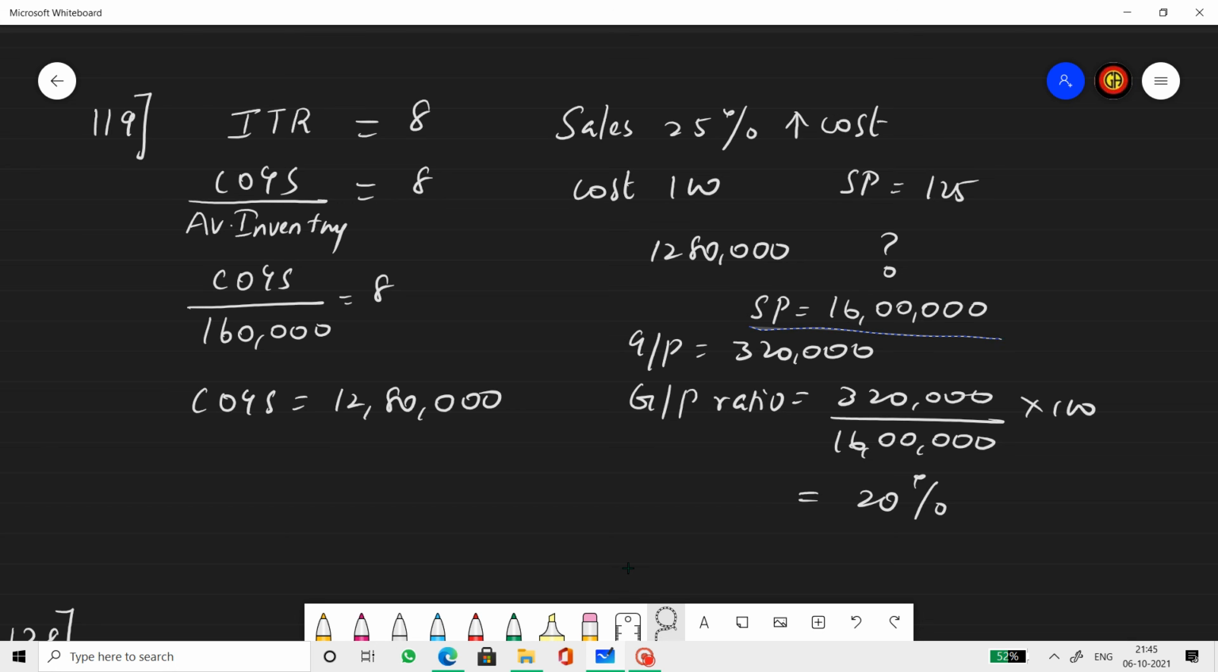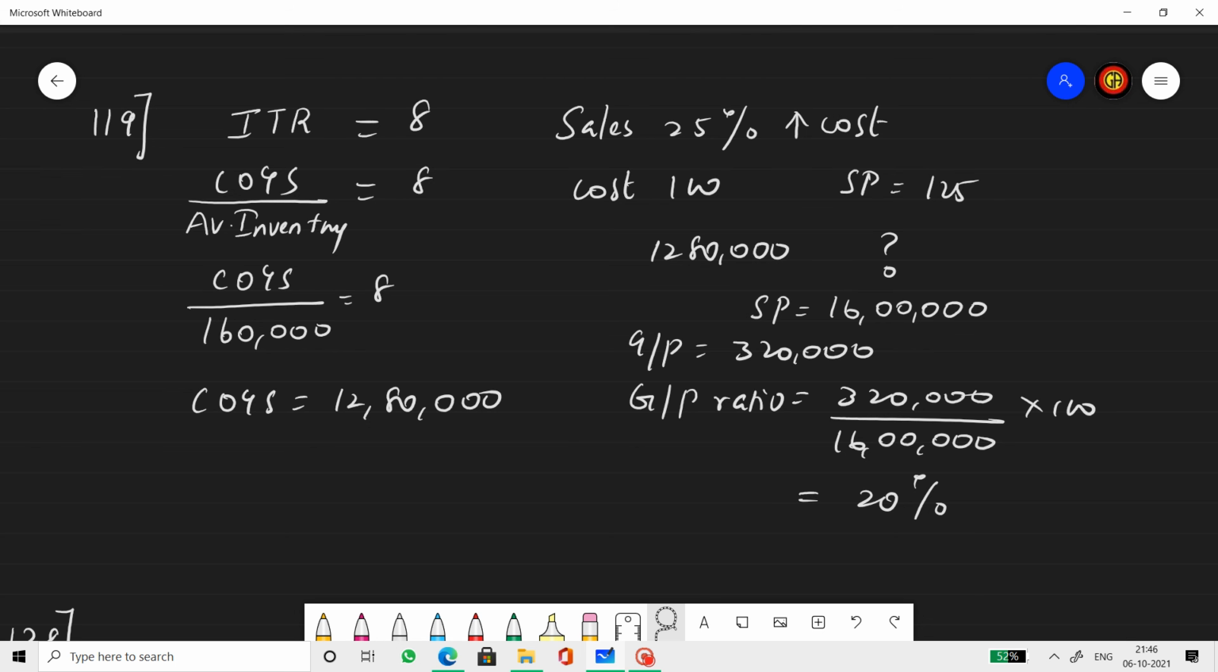Now sales minus cost is going to be your gross profit. 16 lakh minus 12 lakh 80,000, 3 lakh 20,000 will be the gross profit. So gross profit ratio is gross profit by sales into 100, which is 20%. So I think most of the gross profit ratio questions I've discussed here. The rest of the questions you can comfortably solve.